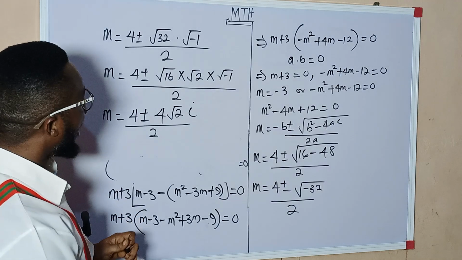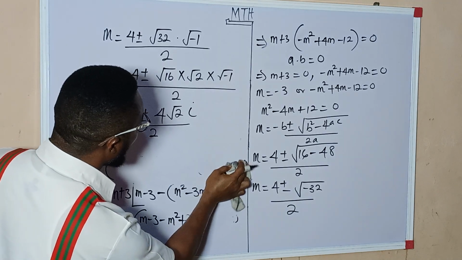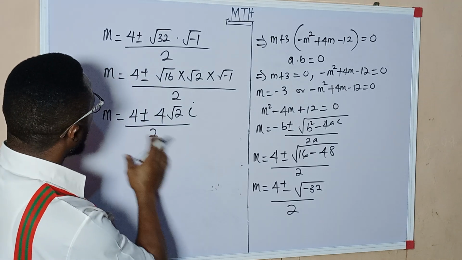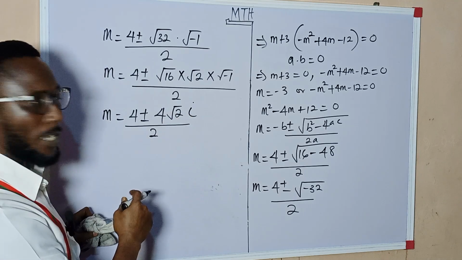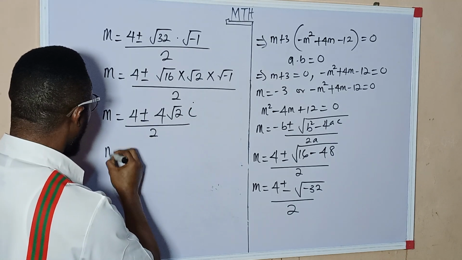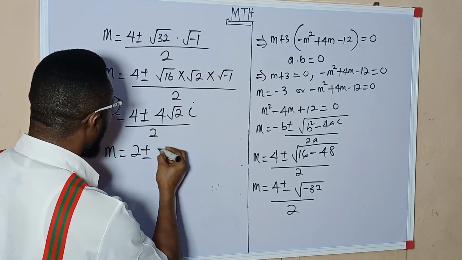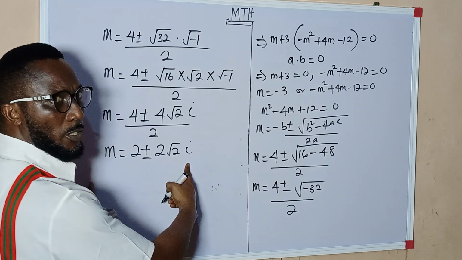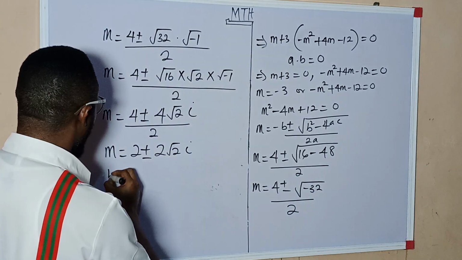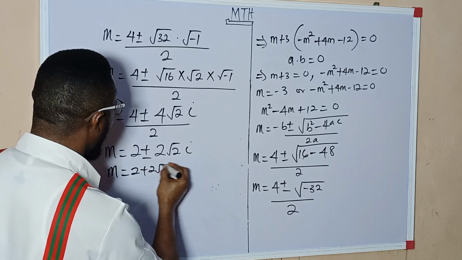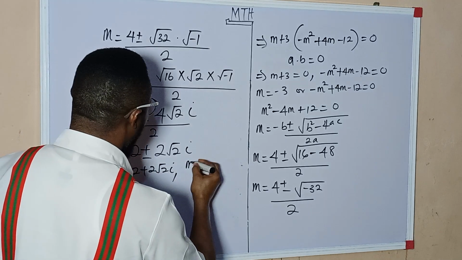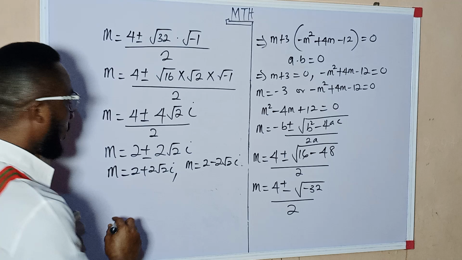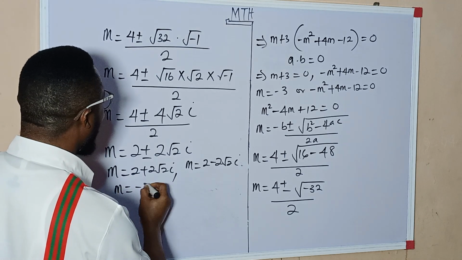So folks, this is an interesting problem. So we can then bring out the two values of m. Before we do that, 2 is actually common, I can divide it out. So if I use 2 to divide, I'm going to be having m equal to 2 plus or minus 2 rad 2 iota. So if I bring out the two values, which are complex roots, I'm going to be having m equal to 2 plus 2 rad 2 iota, then m equal to 2 minus 2 rad 2 iota. And the first solution, which is actually real, is m equal to negative 3.